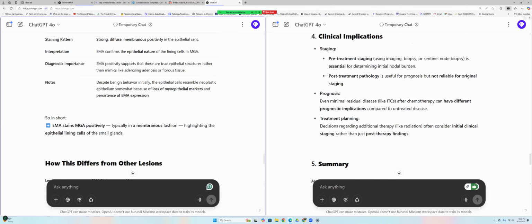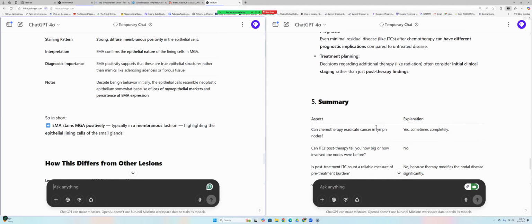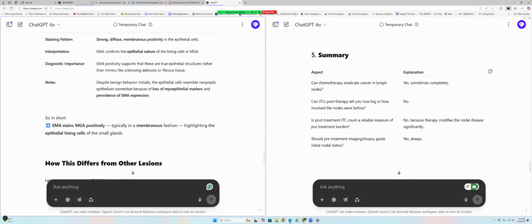Let's read that. The post-treatment finding is for prognosis, but not reliable for original pathologic staging. So even minimal ITC after chemotherapy can have different prognostic implications compared to untreated disease. So can chemotherapy eradicate cancer in lymph node? Yes, sometimes completely. Can ITCs post-therapy tell you how big or how involved the lymph nodes were before? No. Is post-treatment ITC count a reliable measure of pretreatment burden? No, because therapy modifies the nodal disease significantly. Should pre-treatment imaging and biopsy guide initial nodal status? Yes, always.